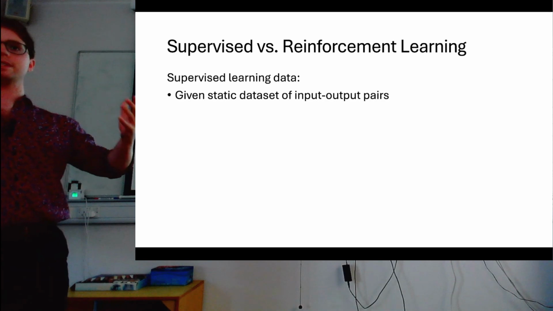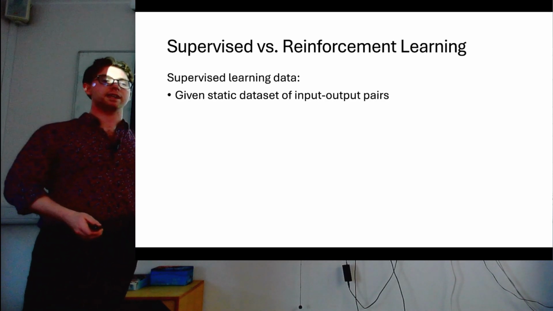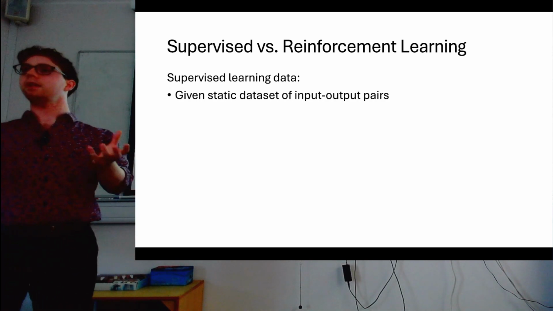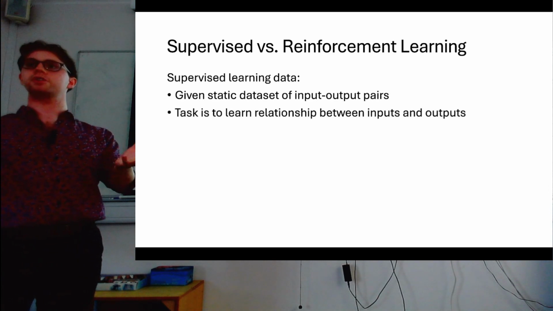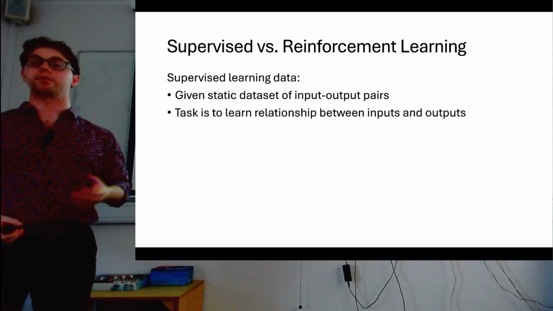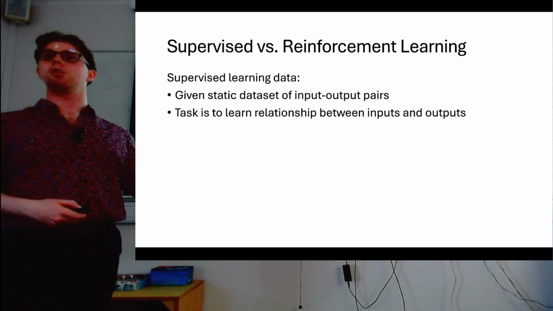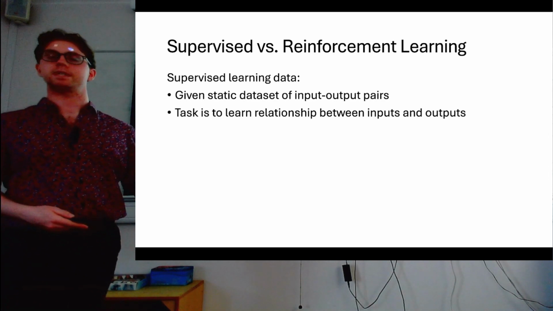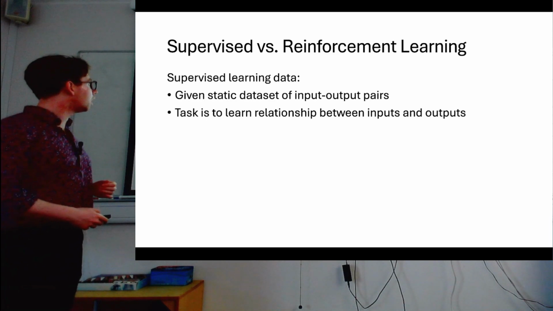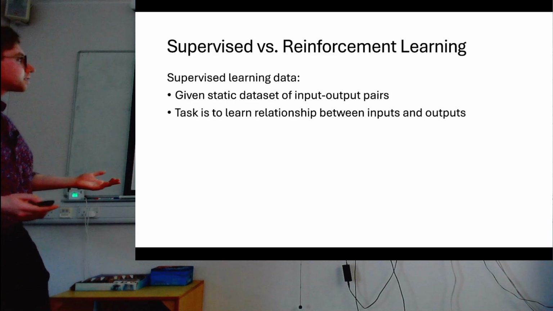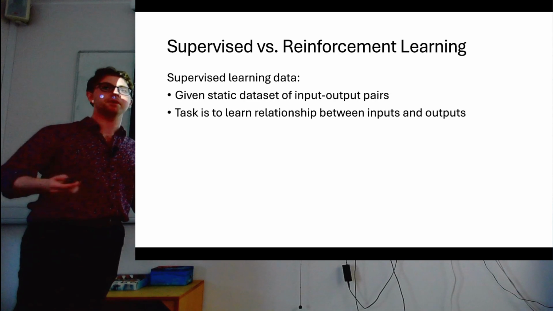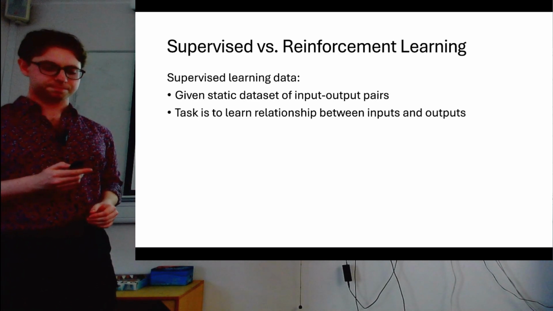So someone gives you this static data set of, okay, here's an input, here's an output. I want you to build a model that captures the relationship between inputs and outputs, so that if I give you fresh inputs where you don't know the output already, you can tell me what the output's going to be, right? This is how supervised learning works. And our task is learning this relationship between inputs and outputs, given the static data set that we're given.